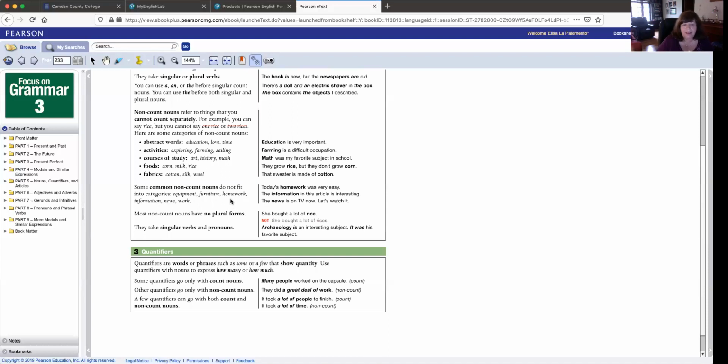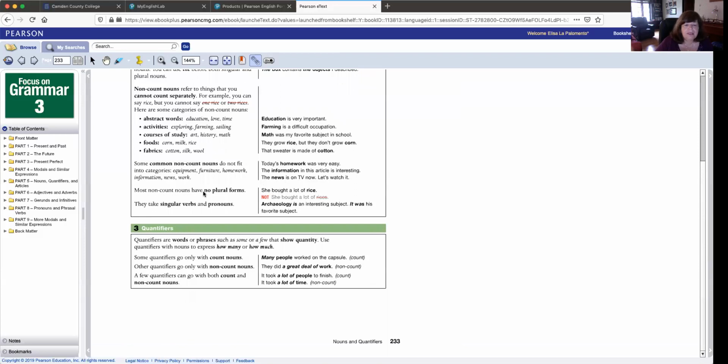So you can't put a or an in front of them, but you can put the in front of them. Today's homework was very easy. The information in this article is interesting. The news is on TV now. Let's watch it, okay? They're followed by the to-be verb in the singular form, either is or was.